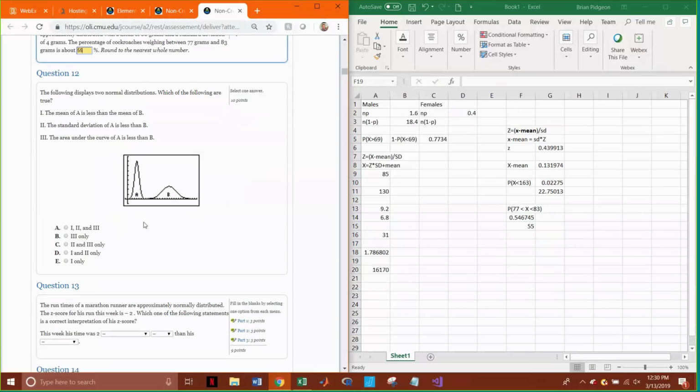So 1 and 2 are now correct. And then the last one, the area under the curve of A is less than B. That's not true because both of these are specified to be normal distributions, so we know the area under both of them is 1, regardless of their variability. So that tells us that statements 1 and 2 are the only ones that are correct because both distributions have the same area.